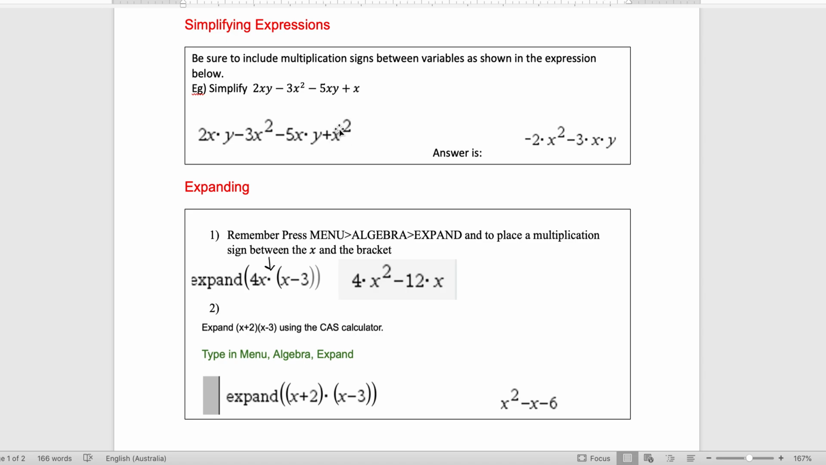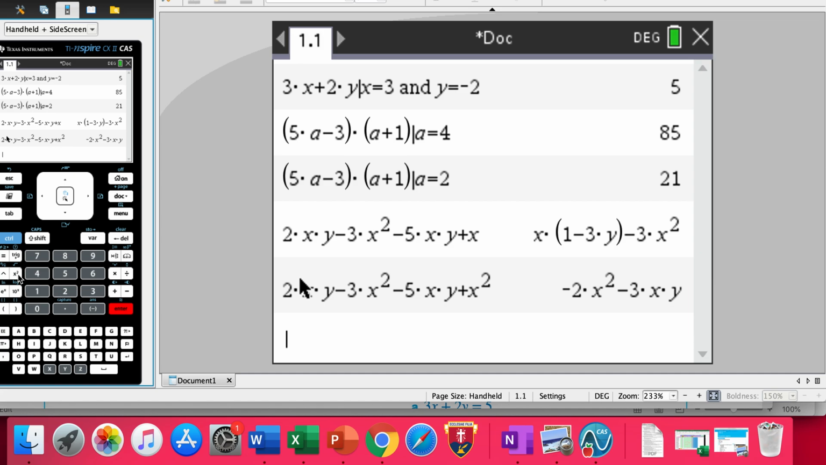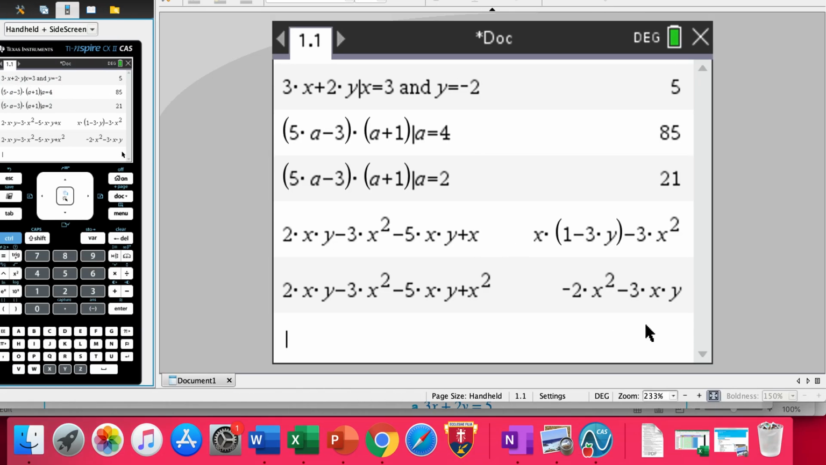She has here the last one is an x squared, but here it's only an x. So here they're not the same. Let me just press the one up here and put enter here and put this one as a square. There you go. If I put it as a square, I'm getting the same answer that she had here. Negative 2x squared, take away 3xy.